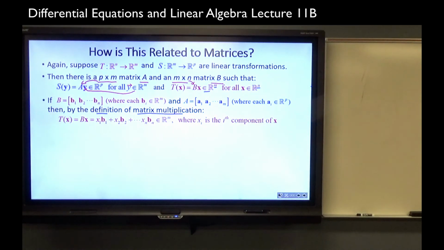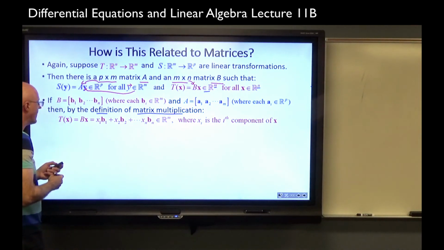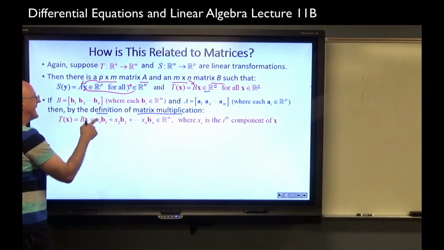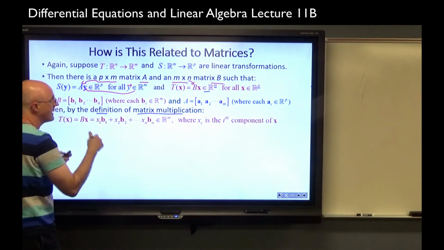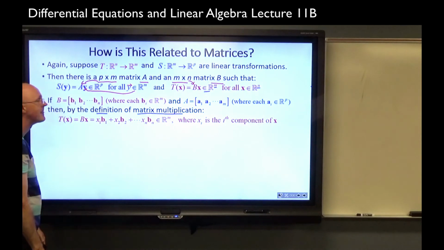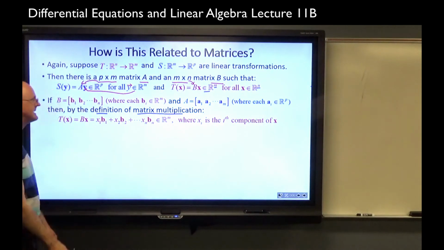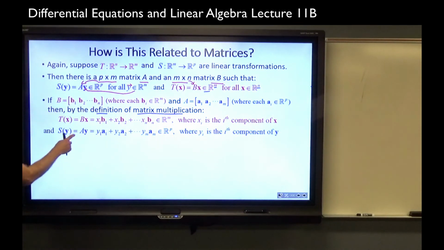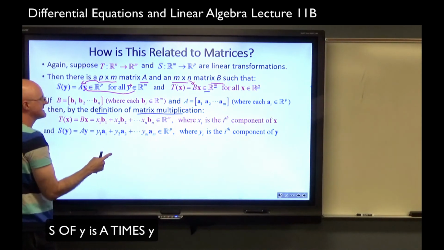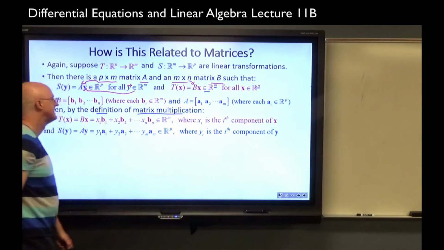And you can write these multiplications as linear combinations of the columns with the corresponding entries of the vectors as weights. B times x is a linear combination of the columns of B, these bold-faced b's, with the entries of x, x1, x2 through xn, unbold-faced, as the weights. See why it's important to keep track of what's a scalar and what's a vector? The xi is the ith component of x. You've got x1, x2, x3, etc. through xn. And S of y, which is A times y, is a linear combination of the columns of A, with the entries of bold-faced y as the weights. yi is the ith component of y, y1 through ym.